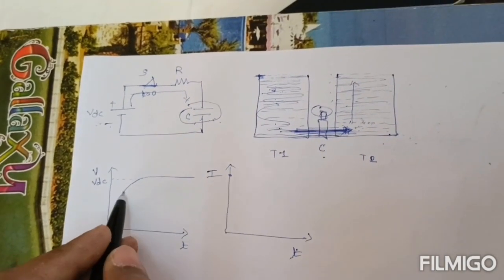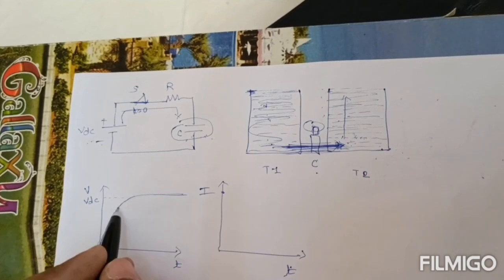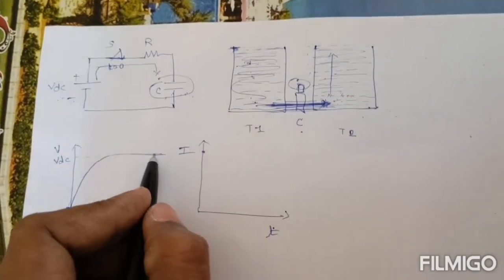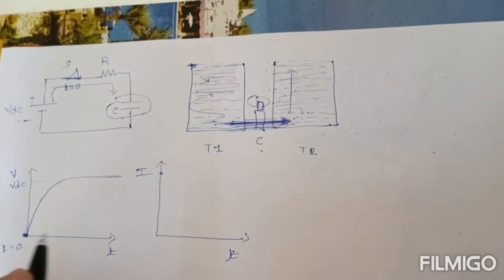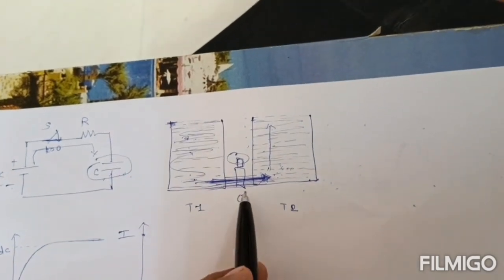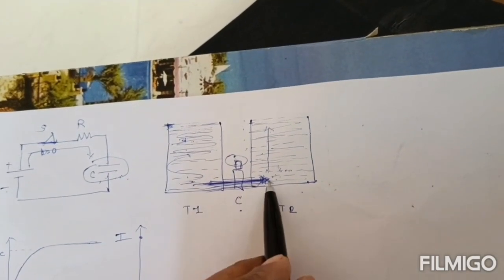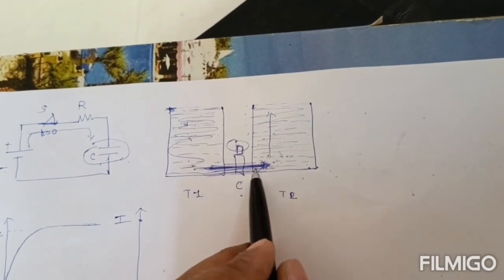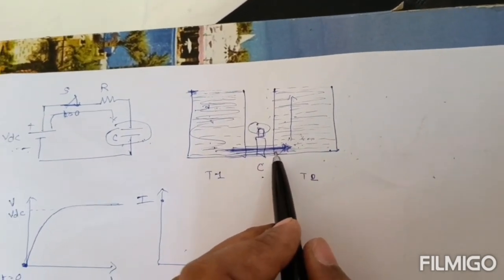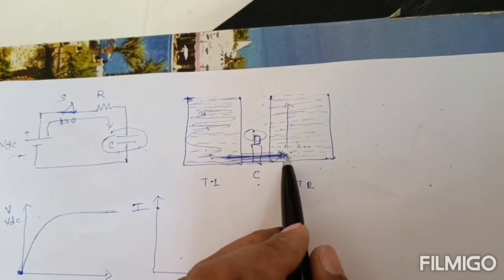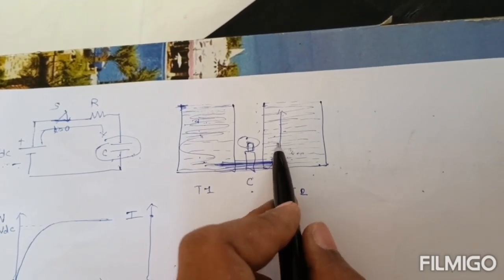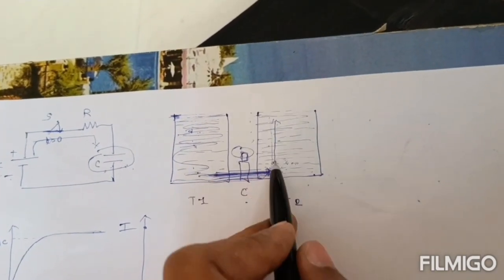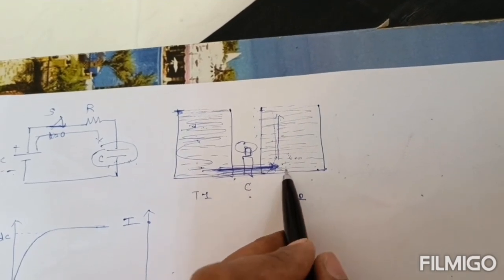So this voltage will gradually increase like this. Okay, now what about the current? Initially, whenever I open this valve, the current, the water through this pipe, has very high velocity. Okay, and as this water tank gradually fills up, this velocity will reduce.